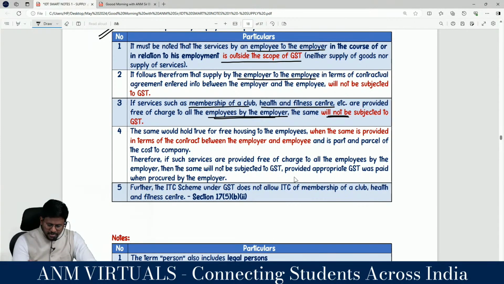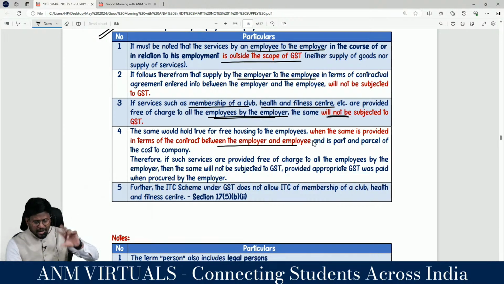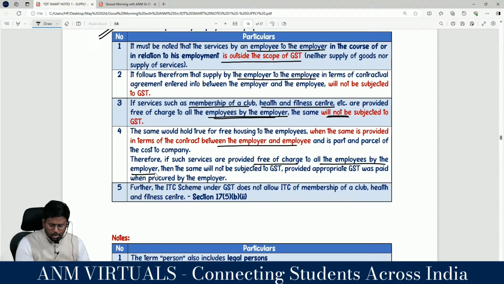Correct? So one can understand the same would hold true for free housing to the employee. Will they provide rent free accommodation? When the same is provided in terms of a contract between the employer and the employee and is part and parcel of the terms of employment, so therefore if services are provided free of charge to all the employees by the employer, then the same will not be subject to GST, provided appropriate GST was paid when procured by the employer.